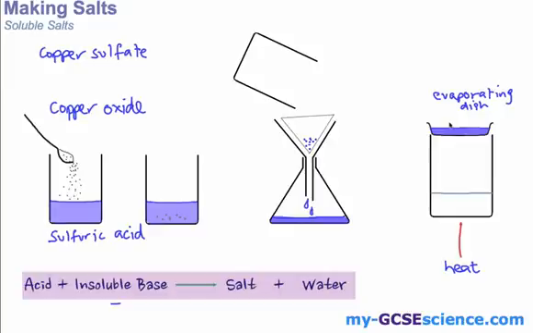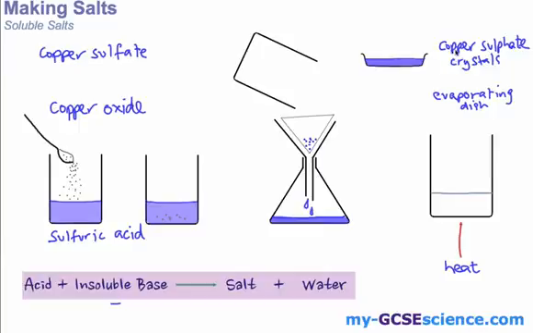We evaporate it down to about halfway, and then we take our evaporating dish, put it somewhere near a window or something, and we let it sit there over a few days. And after a few days you will see copper sulfate crystals, and this is our salt that we have produced by adding an acid to an insoluble base.